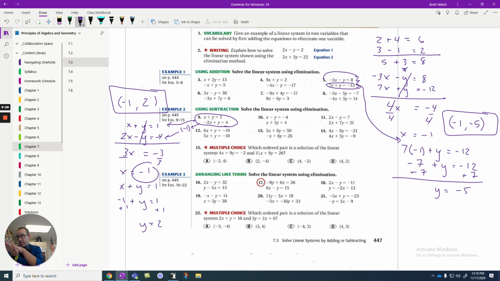So on the second part, it says using subtraction. What we're going to do is multiply everybody by a negative 1 in one of the two equations. It doesn't matter which. Both of them will work, and that should cancel one of our two variables.